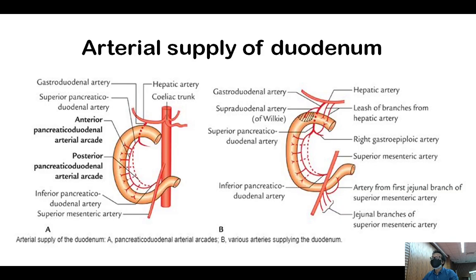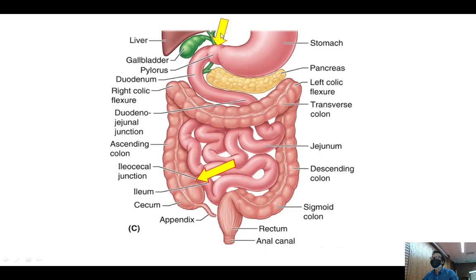Okay, let me get back a little bit. We have done from this part, pylorus, to the duodenojejunal junction. Now from duodenojejunal junction to the ileocecal junction, we'll have the jejunum and ileum. Ileum is the most terminal part. Jejunum is between the duodenum and ileum. So now we'll discuss jejunum and ileum.